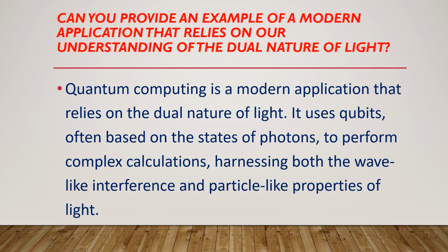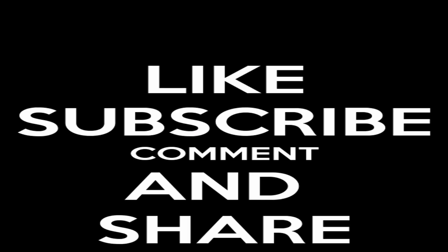Can you provide an example of a modern application that relies on our understanding of the dual nature of light? Quantum computing is a modern application that relies on the dual nature of light. It uses qubits, often based on states of photons, to perform complex calculations harnessing both wave-like interference and particle-like properties of light.